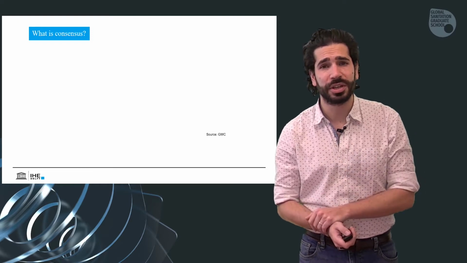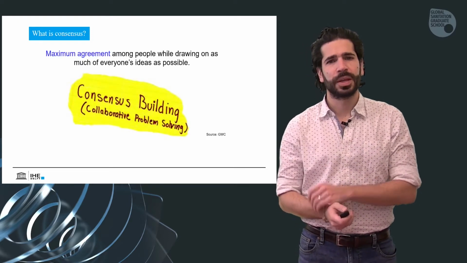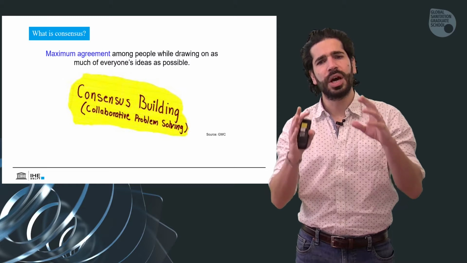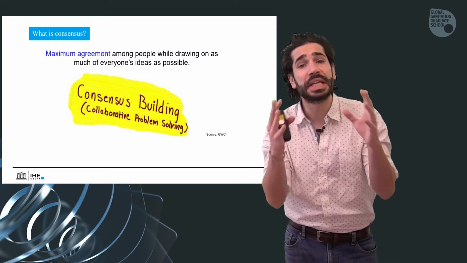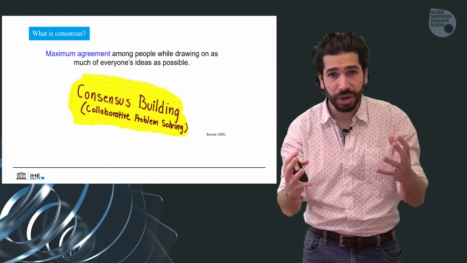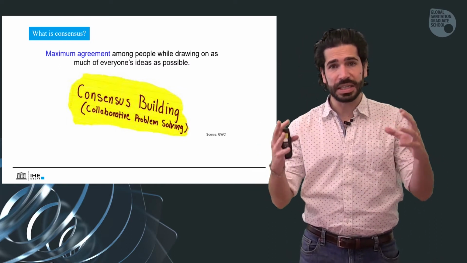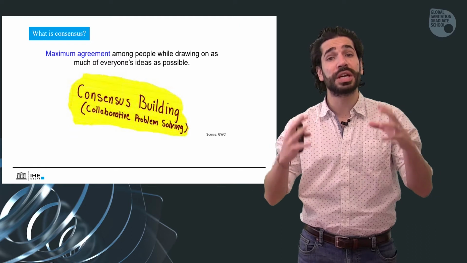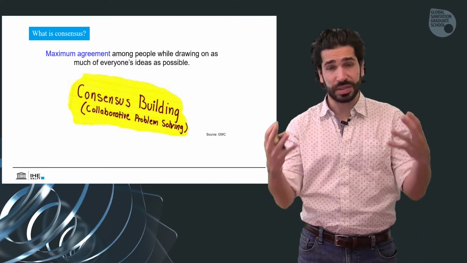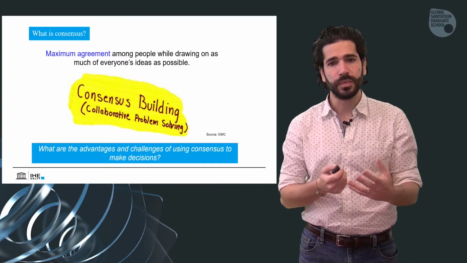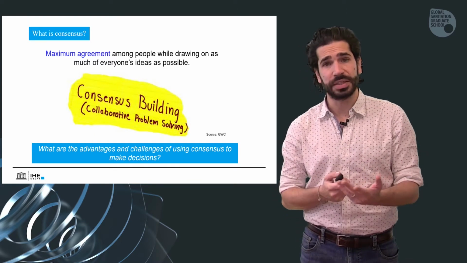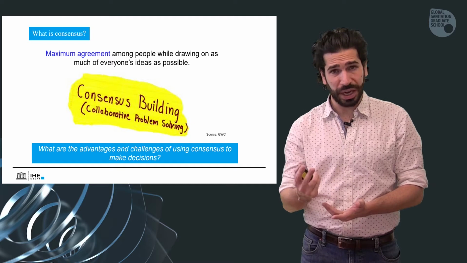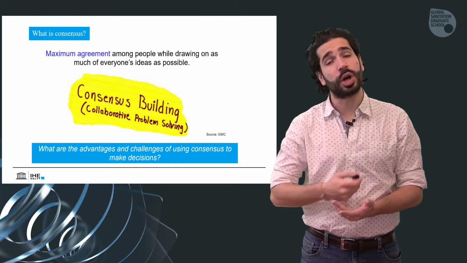Hopefully you will have gotten to a definition that looks something like this. Consensus is maximum agreement among people while drawing on as much of everyone's ideas as possible. So basically, consensus building is coming together to brainstorm and share ideas on a specific problem and come together to a solution that is of best interest for all of us, right? Now, what are the advantages and challenges of using consensus to make decisions? Take 5 minutes in pairs, discuss, and then we'll come back.